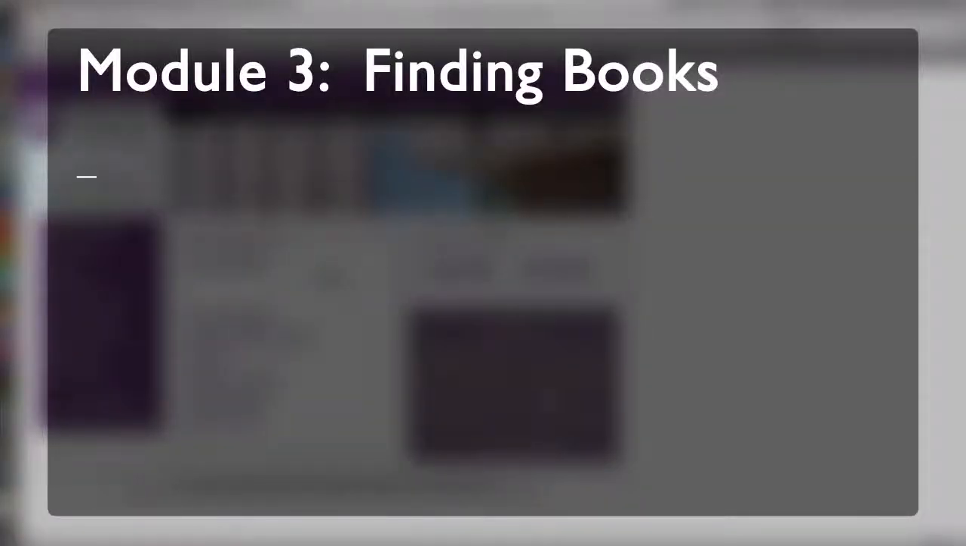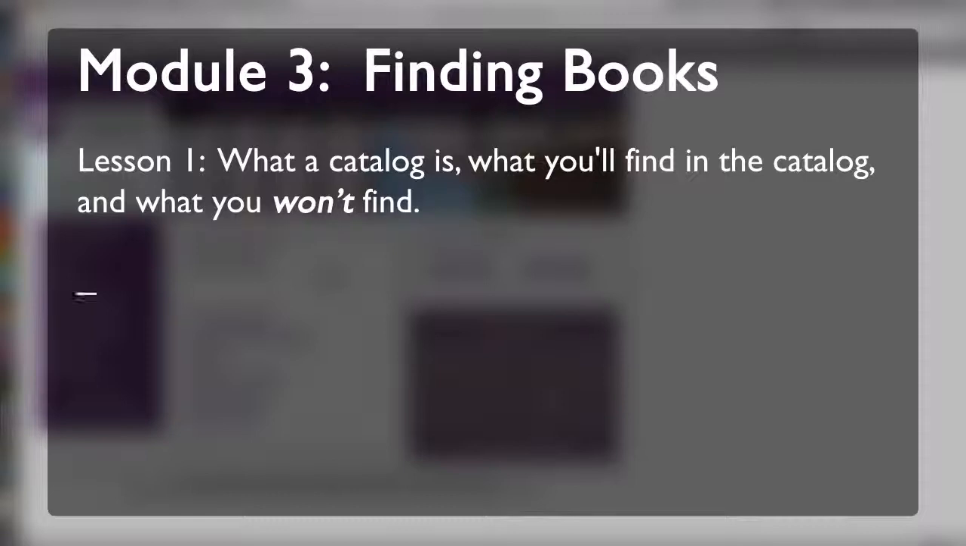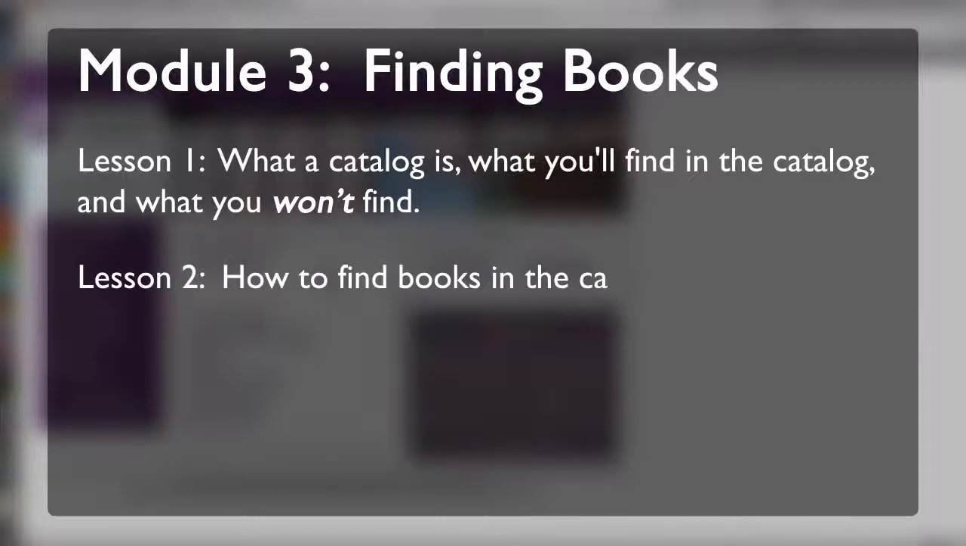In this module, we'll talk about how to find books, and you'll start finding resources on your topic from Module 2. In Lesson 1, we'll talk about what a library catalog is, what you'll find in the catalog, and what you won't find in the catalog. In Lesson 2, we'll talk about how to find books when you know the title or the author, or how to find books on a particular topic, and how to obtain the item once you know the call number.